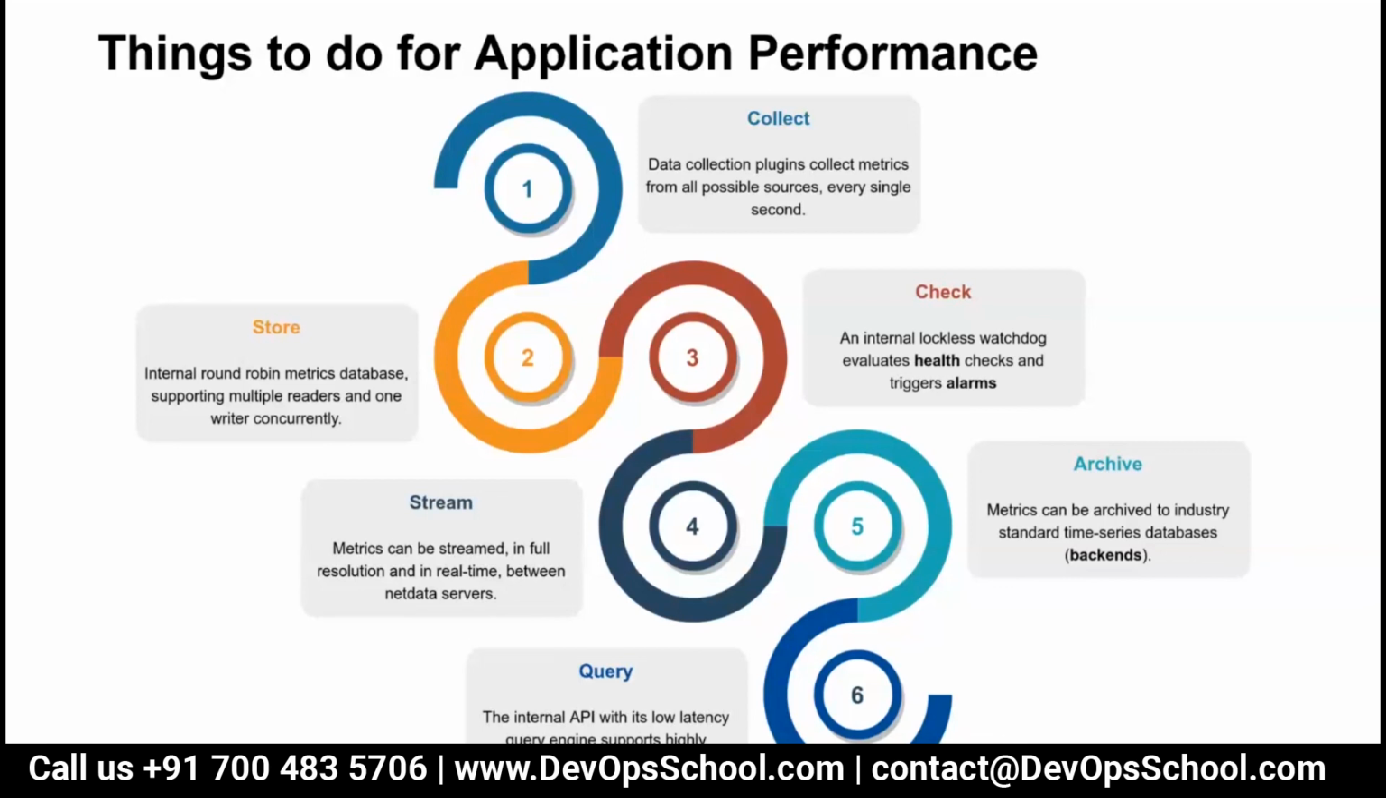And then after that, you check. An internal watchdog evaluates health checks and triggers alarms. Check means monitors, triggering, alarming, and all that stuff. Because in the storage you have all the data, you can alarm yourself. Stream also, archive also, and query if you need it. So collection and storage, and then checking, streaming, archiving, query. These are the things to do.